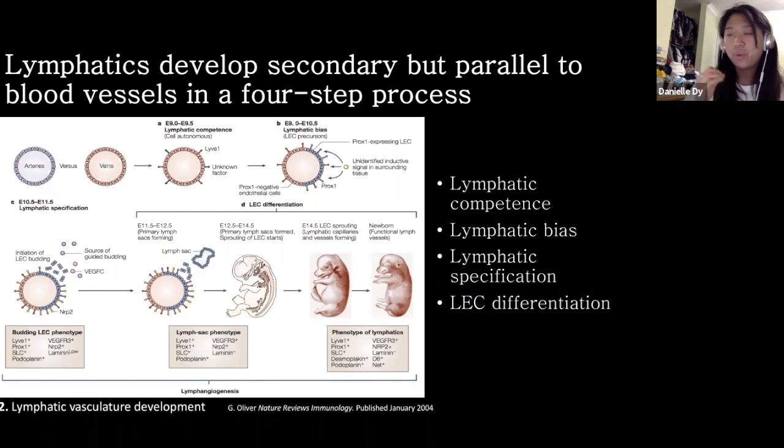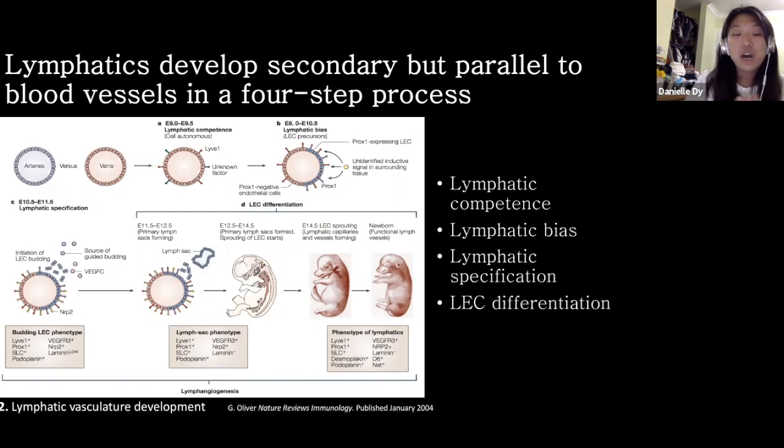So the word angiogenesis, like I mentioned earlier, is the term that we give to the development of new blood vessels. And lymphangiogenesis, like I mentioned, is going to be the development of those lymphatic vessels. And the interesting thing is that the lymphatic vessels actually develop secondary, so after the development of those blood vessels, but in a very parallel process. So that's why we see a lot of studies being conducted. We have to study lymphatics parallel to the blood, because they have a very interrelated process.